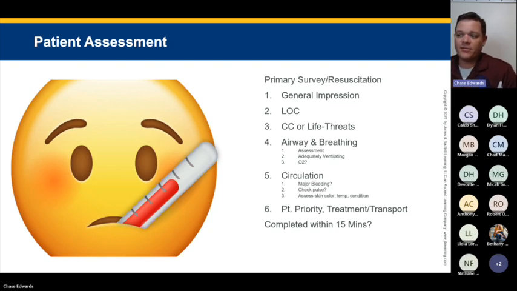So what type of breathing would we call that? Is it Kausman? Kussmaul. So Kussmaul.